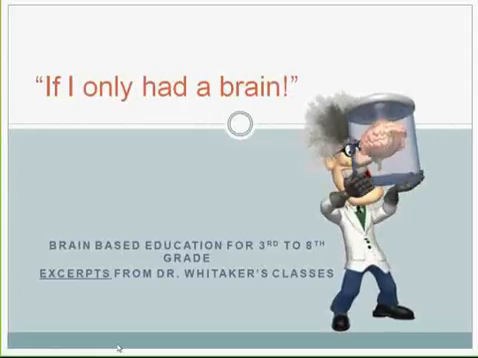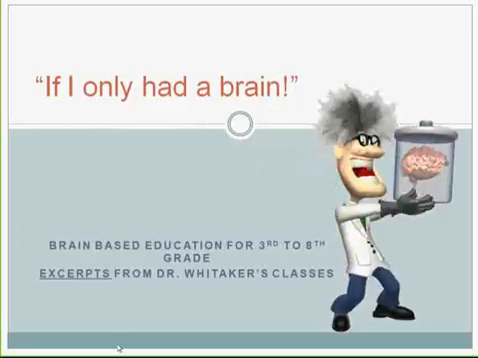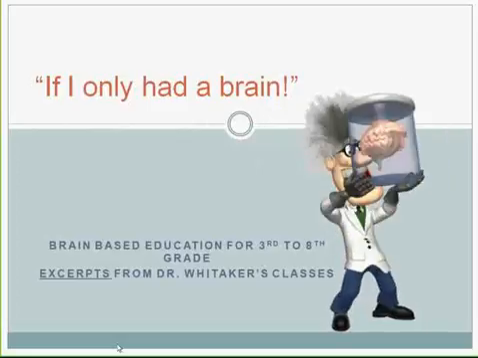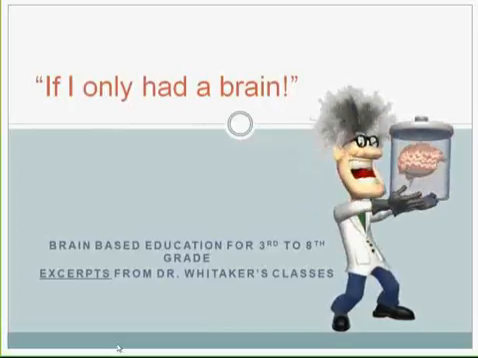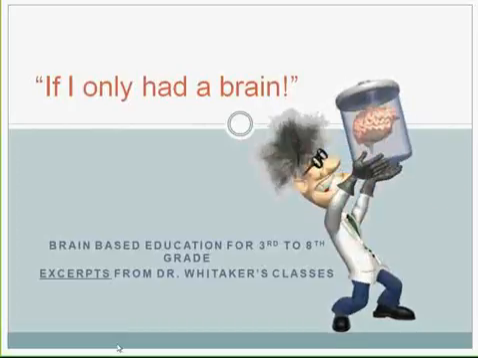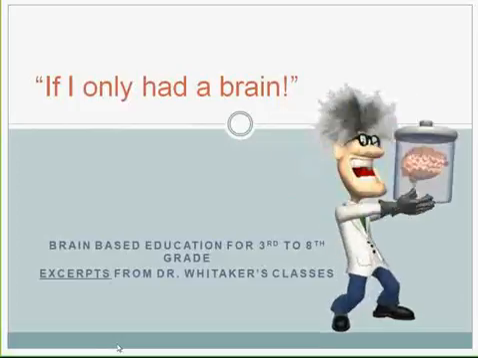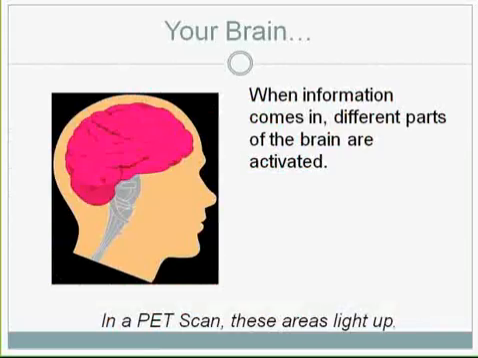And with this group in particular, they really want to know, why do I have to learn this? How is this going to help me? And so forth. So when I meet with the students, we talk about their brains and explain that when information comes in, different parts of the brain are activated. They're old enough to understand what a PET scan is, a positron emission tomography, and that actually you can take a photograph of inside your brain, and you can see different regions lighting up as they're being activated.